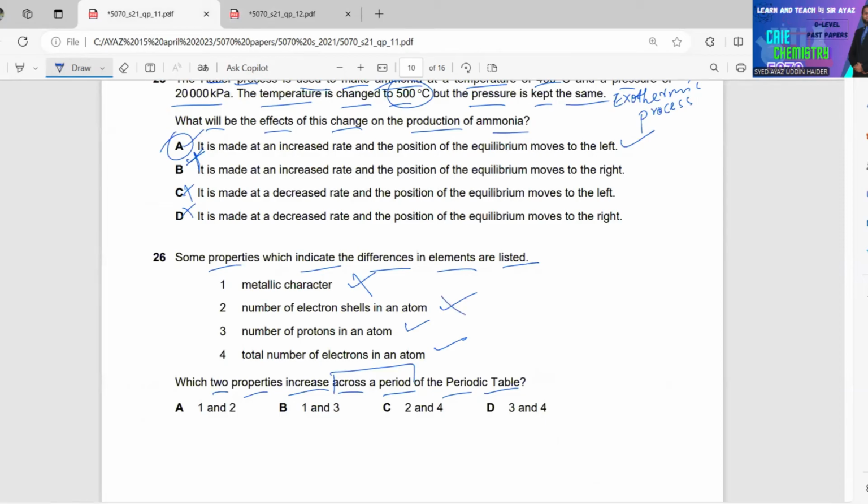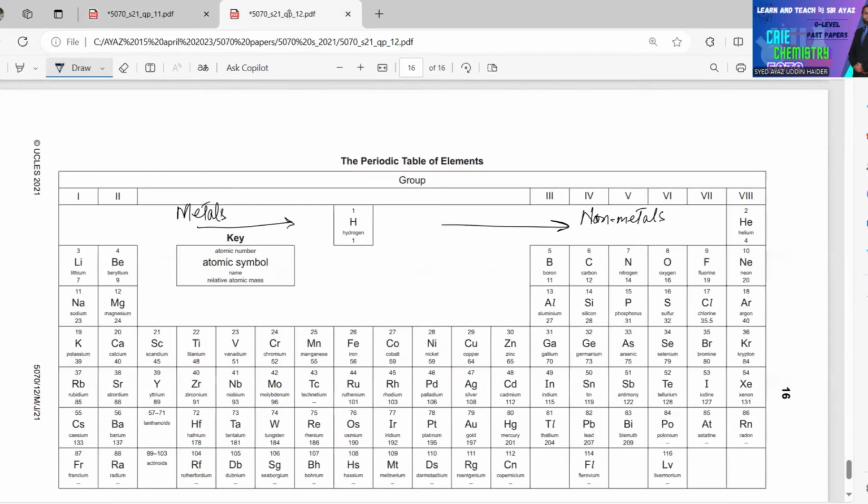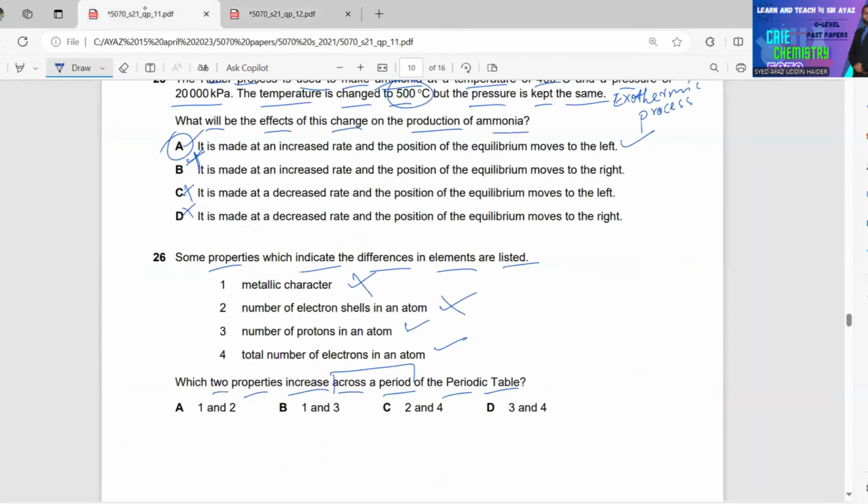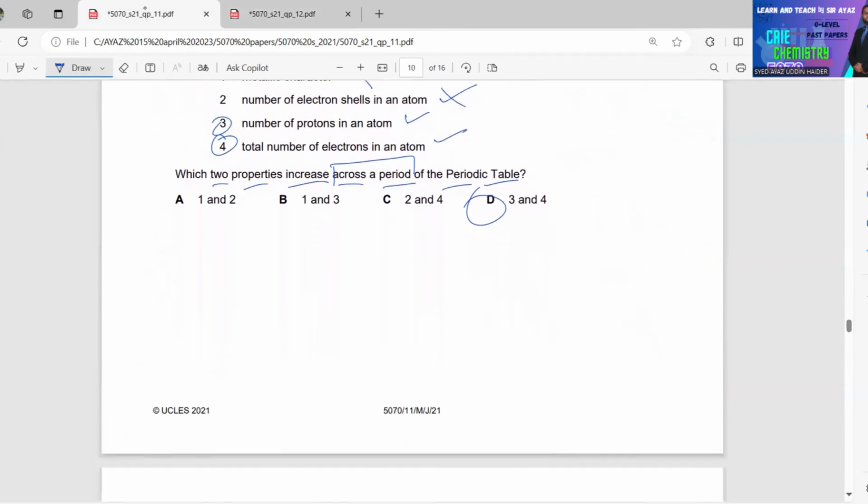What about 3? Number of protons. Yes, this will increase within the period. You see, hydrogen 1, helium 2, lithium 3, beryllium 4, boron 5, carbon 6, nitrogen 7, oxygen 8, fluorine 9, neon 10. So it means it's increasing. So this is correct. Number 4, total number of electrons in an atom. Definitely it will also increase. So D must be the right answer for this question.